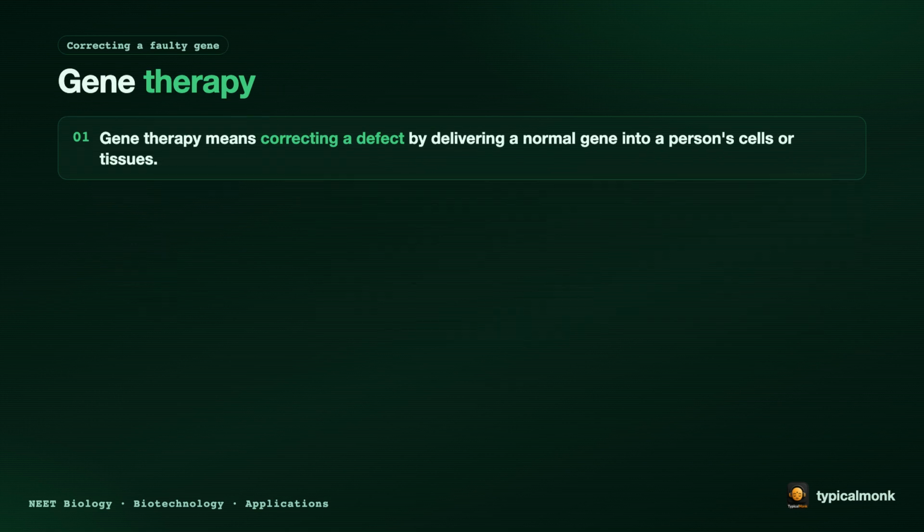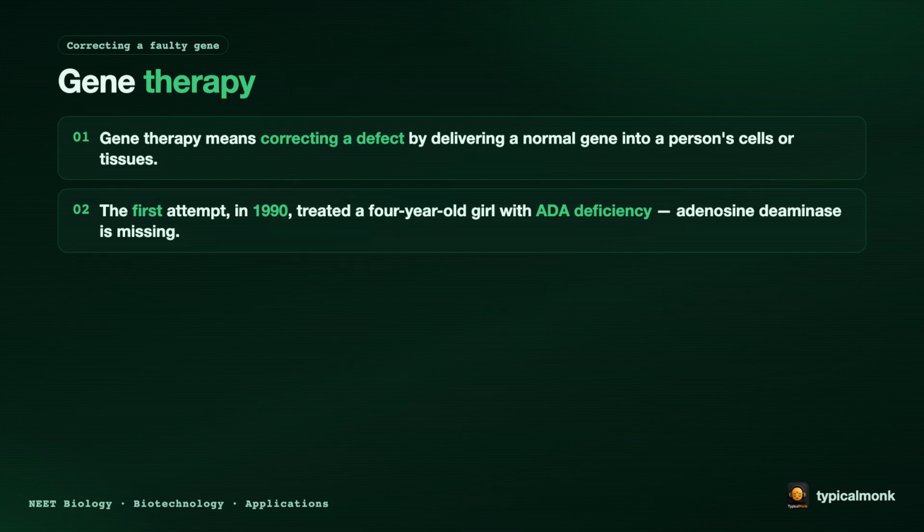Now, can we fix a faulty gene itself? That is gene therapy. Gene therapy means correcting a defect by delivering a normal gene into a person's cells or tissues. The first attempt, in 1990, treated a 4-year-old girl with ADA deficiency.